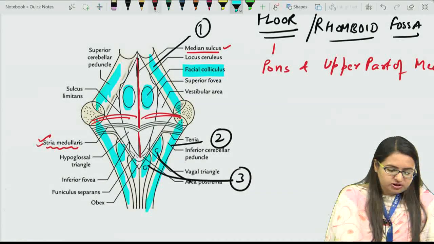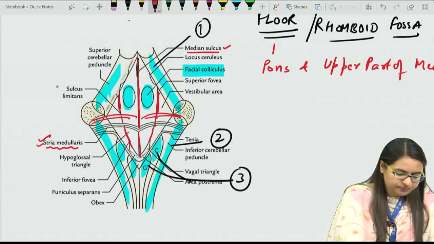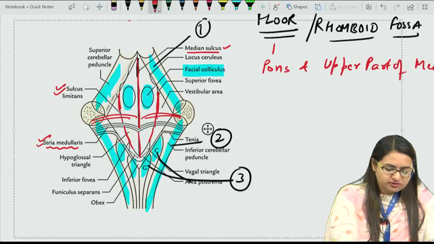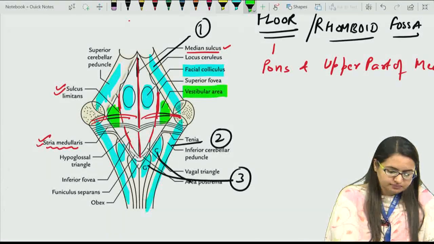On either side of the facial colliculus, again one more sulcus is there which is termed as sulcus limitans. This sulcus which is on either side of this continuing below, this is the sulcus limitans. As we go more lateral to this, we have the vestibular area, the area which is more lateral to this over this side.